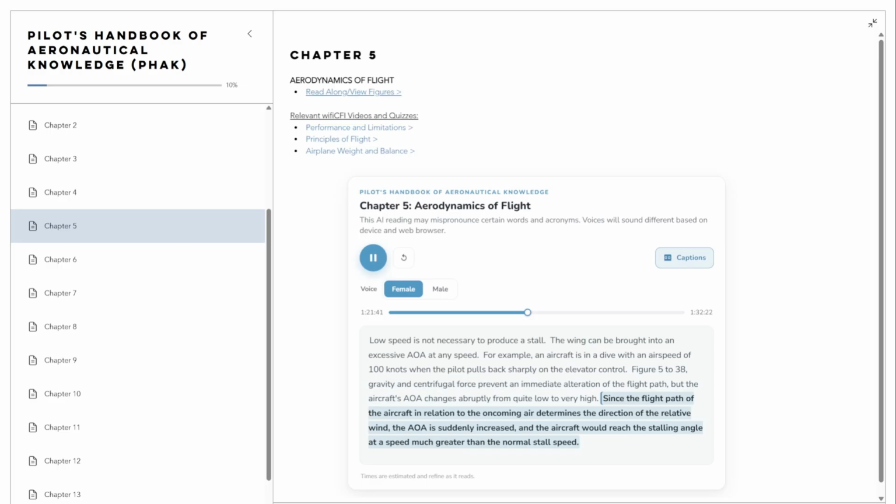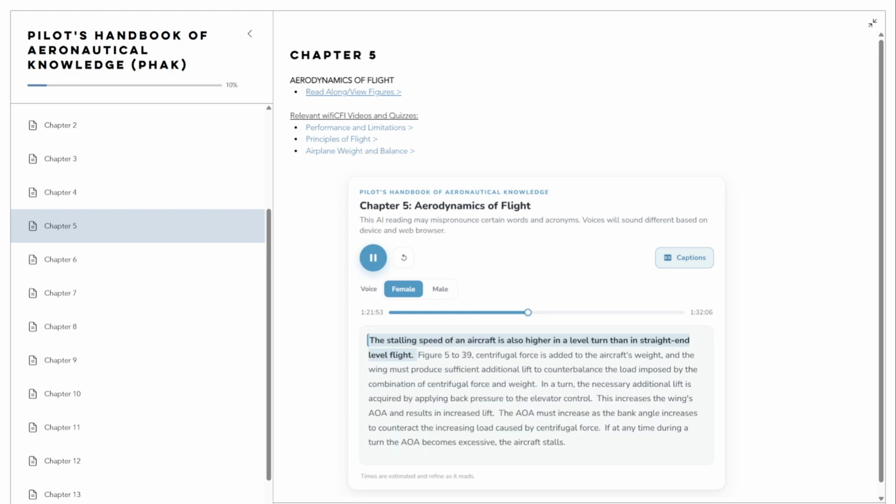Since the flight path of the aircraft in relation to the oncoming air determines the direction of the relative wind, the AOA is suddenly increased, and the aircraft would reach the stalling angle at a speed much greater than the normal stall speed. The stalling speed of an aircraft is also higher in a level turn than in straight-and-level flight. Figure 5-39: centrifugal force is added to the aircraft's weight, and the wing must produce sufficient additional lift to counterbalance the load imposed by the combination of centrifugal force and weight.